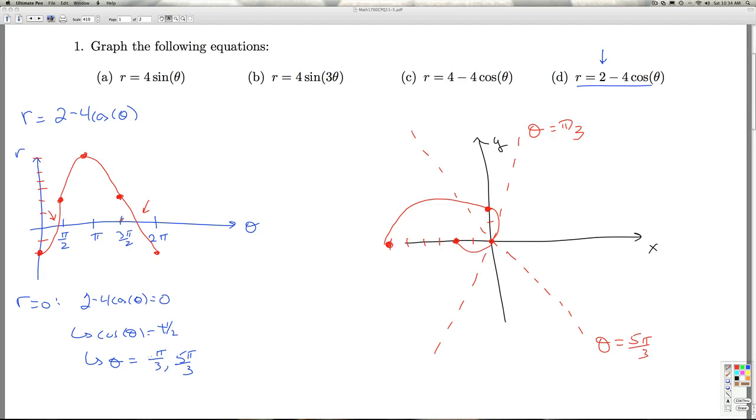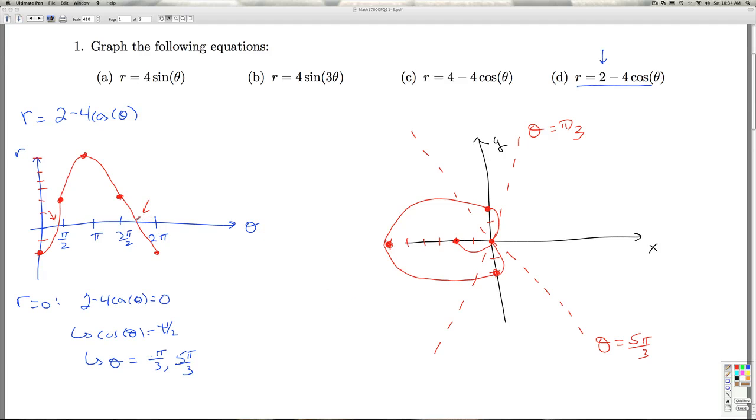And then from pi to 3 pi over 2, the r goes from 6 down to 2. So it's going to come in like this. And then from 3 pi over 2 to 5 pi over 3, the r goes from 2 to 0. So it's going to tuck itself in. And once again, it's supposed to head in along the tangent at the pole.